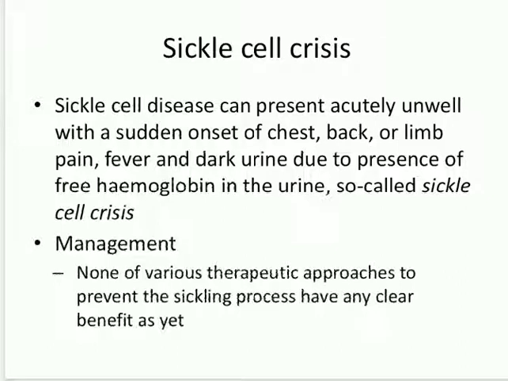Sickle cell crisis is an acute manifestation. It's a sudden onset of chest pain, back pain, and limb pain because of obstruction of arteries. And there will be fever and dark urine due to the presence of free hemoglobin in the urine. That's called sickle cell crisis.